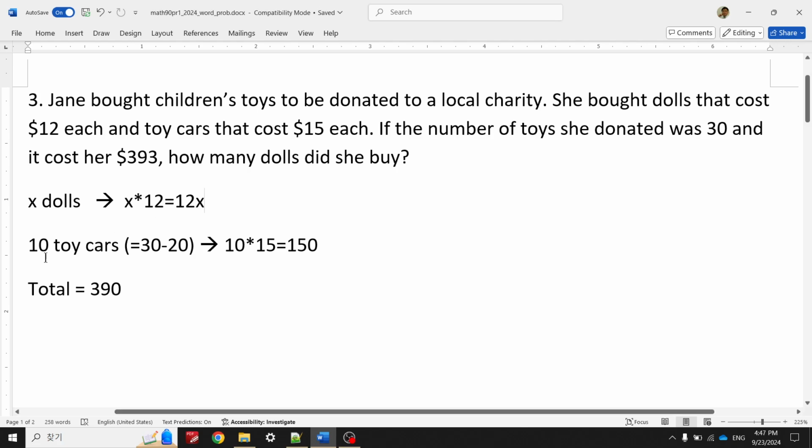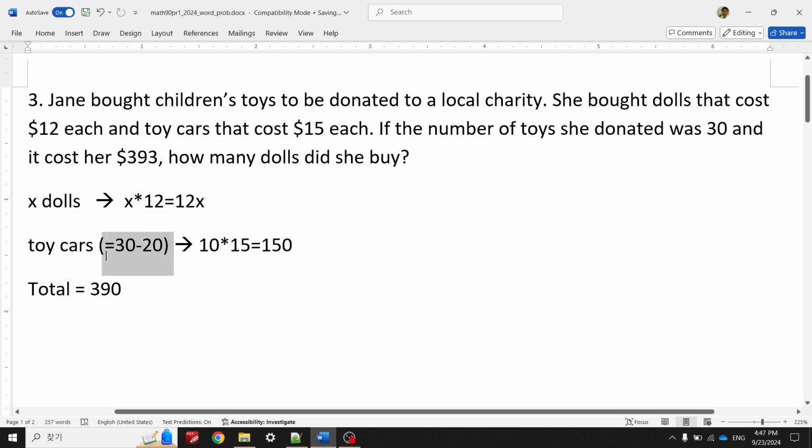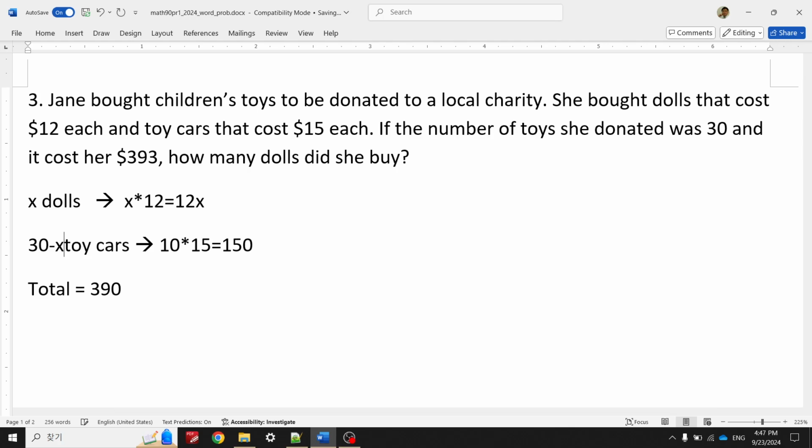Now, if we bought x number of dolls, how many toy cars would we have bought? 30 minus x, right? Because they have to add up to 30. If we choose 20 dolls, then toy cars must be 10. If we say we bought 10 dolls, then toy cars should be 20. Is that okay? Now, what's the price of 30 minus x cars? This is what you get. Isn't that right?